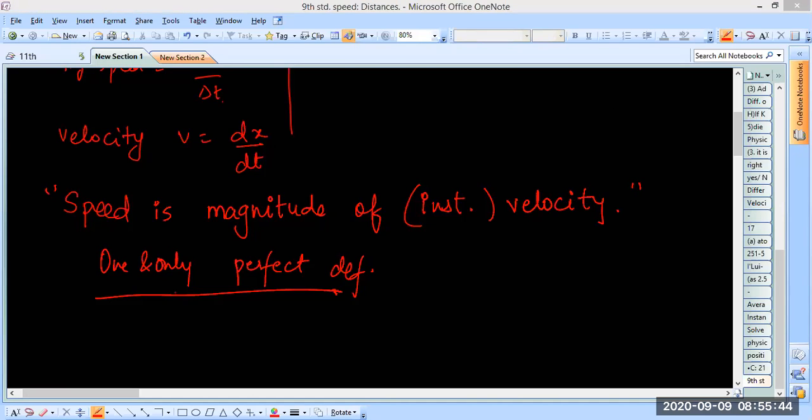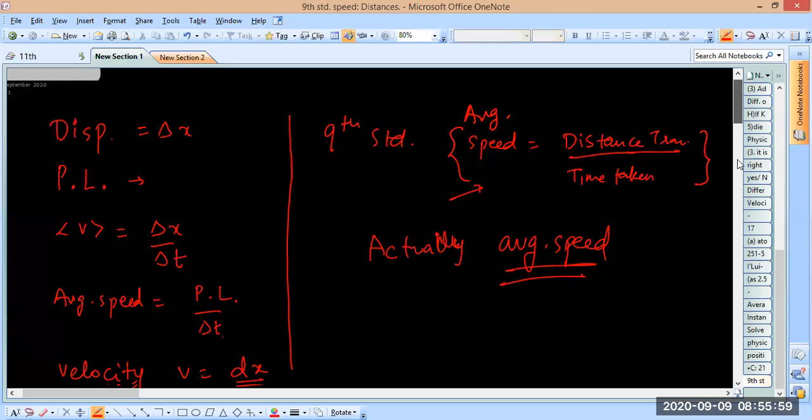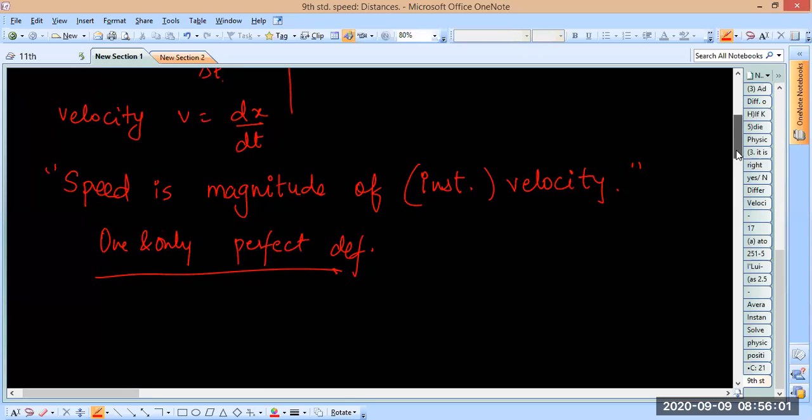You know, it is actually very difficult to remove speed equal to distance upon time from your mind. Please, everyone, that is average speed. Average speed is equal to distance traveled upon time taken, right? Speed is magnitude of velocity.